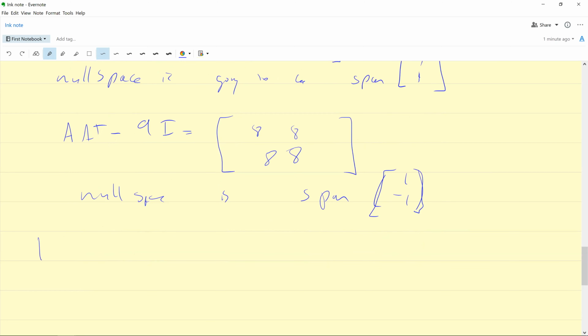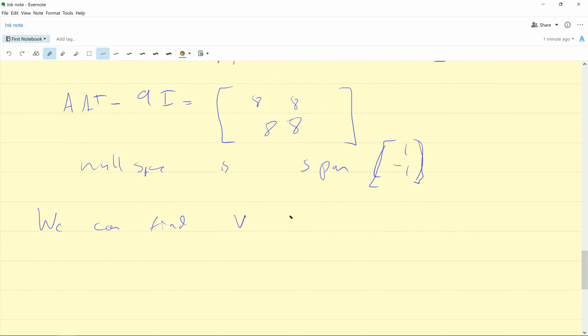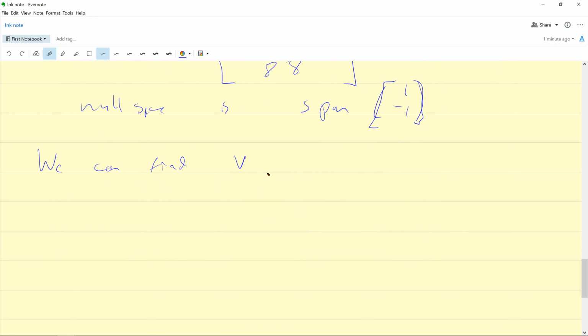So now we can find V, and actually sigma as well. We're trying to make A equal to U sigma V transpose, where U is m by m, sigma is m by n, and V transpose is n by n. So what does sigma look like?